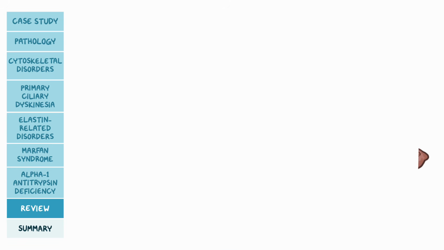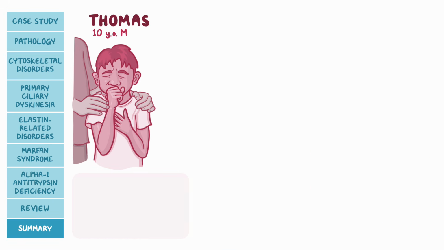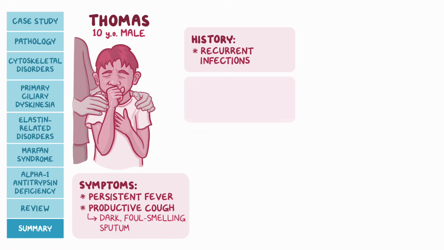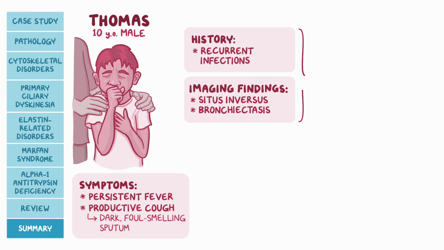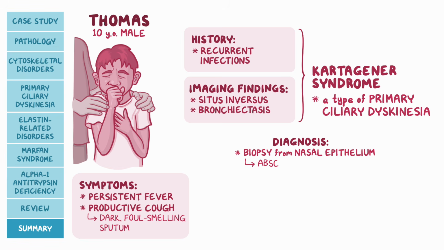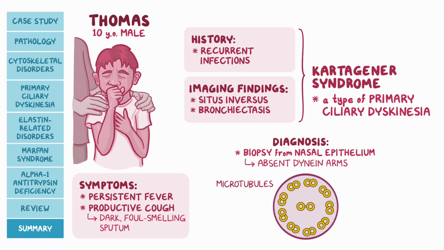Okay, back to our cases. Thomas is the 10-year-old boy who presented with a persistent fever and productive cough with dark, foul-smelling sputum. His history of recurrent infections, along with the imaging findings of situs inversus and bronchiectasis, make up the characteristic clinical triad of Kartagener syndrome, which is a type of primary ciliary dyskinesia. Diagnosis was confirmed by taking a biopsy from his nasal epithelium, which revealed absent dynein arms between the microtubules of cilia.